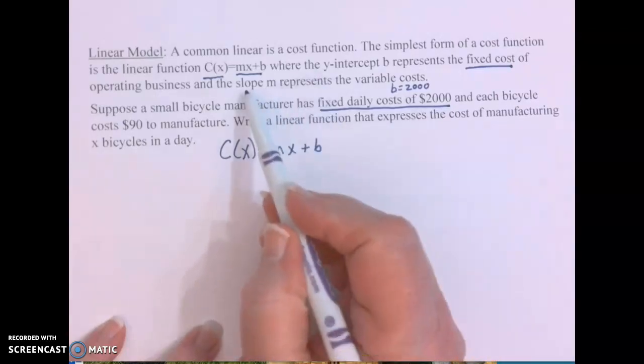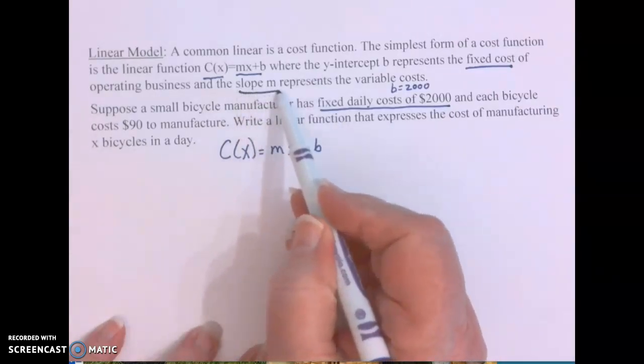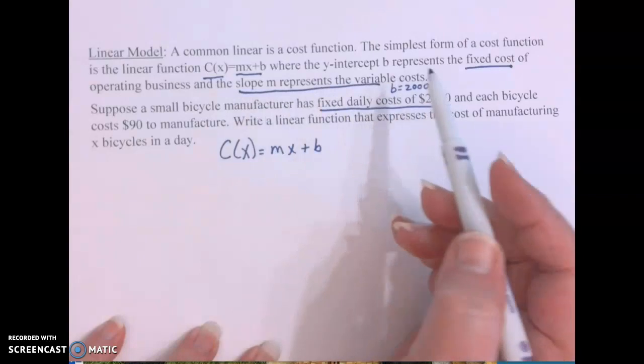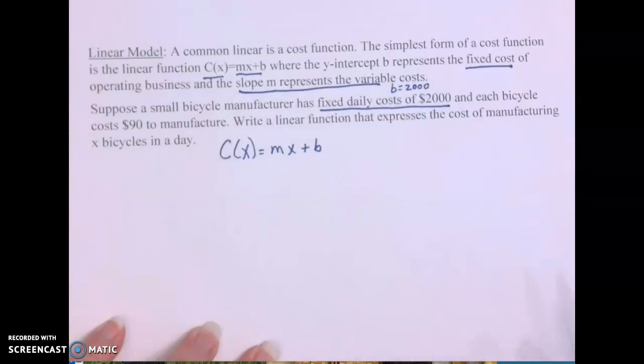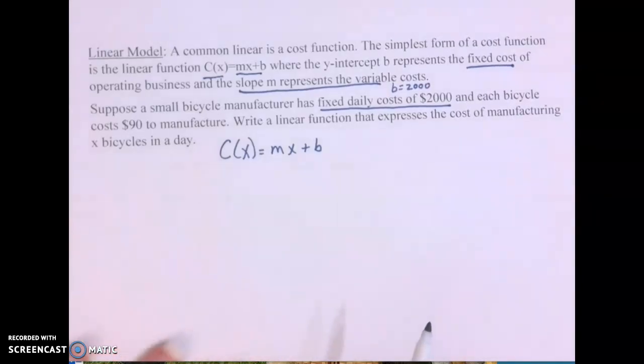And here we have that the slope represents the variable cost, or what changes. At what it costs to buy materials today, it will cost the company $90 to manufacture a bicycle. But as the rates of materials and the rates of wages go up, then that could change that $90 per bicycle.